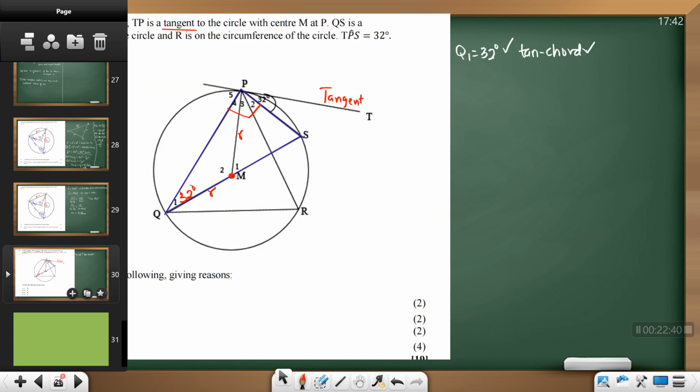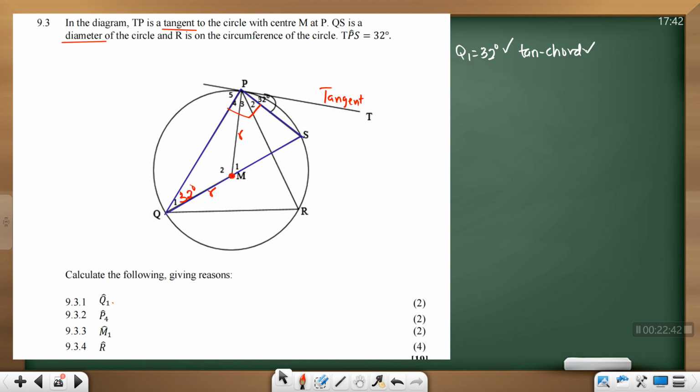Do you think we are done with the next question, everybody? We are looking for P4. Check. P4 is also what? 32 degrees. P4. Guys, the next grade 11 one, I'm going to keep quiet. You're going to answer the question, so please take note.